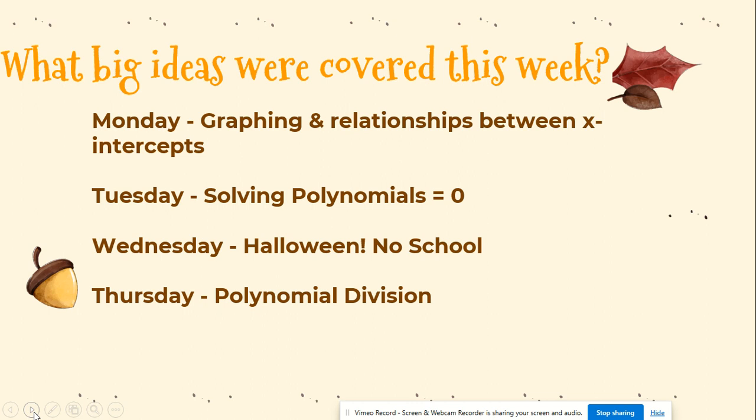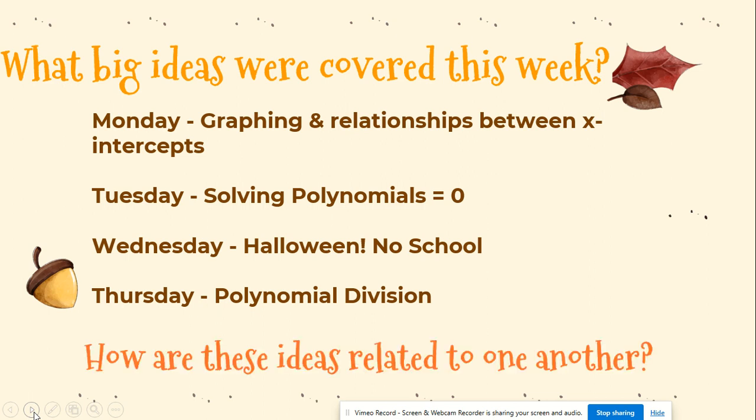Wednesday, we didn't have any school. And then lastly, we introduced polynomial division, which is another strategy we can use in the event that something is not factorable. So, how are all these ideas related to one another?